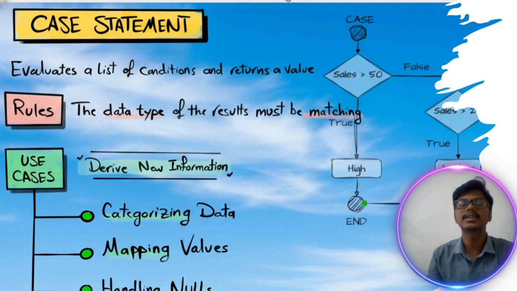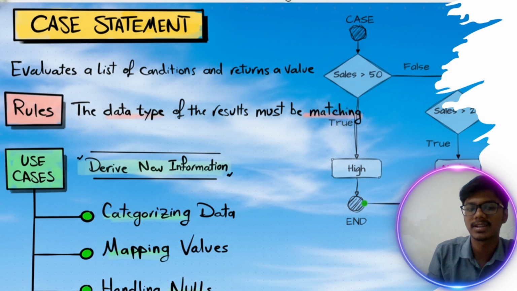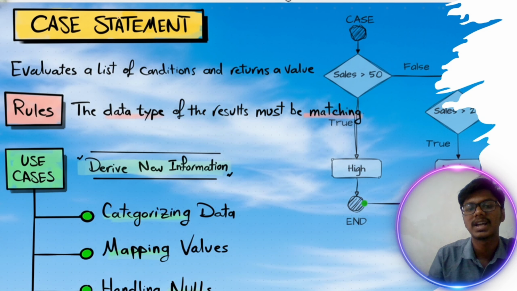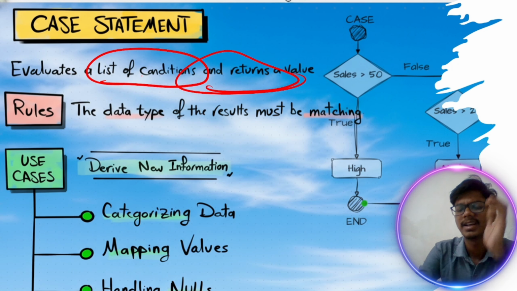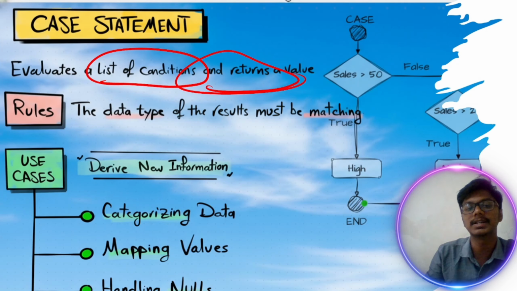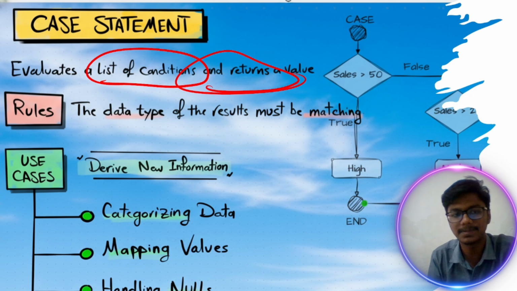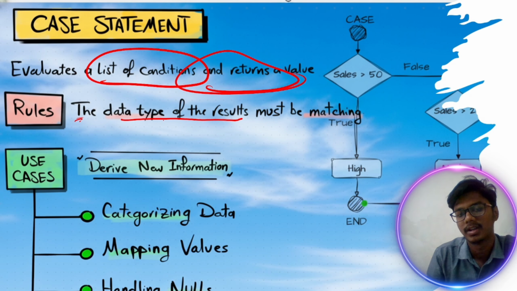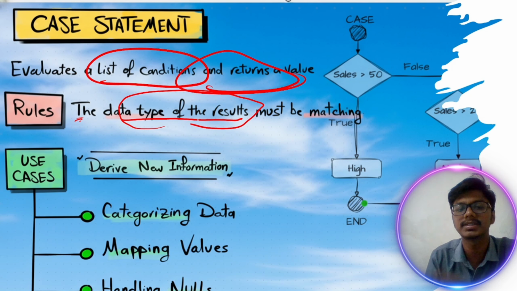So now let's get into the conclusions of the case statements. Where is the case statement used, what are the use cases, and what are the rules? In this video we are discussing the case statement, which evaluates a list of conditions and returns a value. As we discussed in the first slide, based on the condition we can create a new column, or create new values in an existing column. That's where the case statement comes in, right? The only rule is that the data type of the result must be matching.